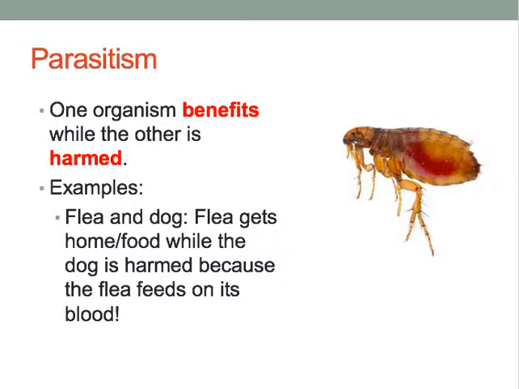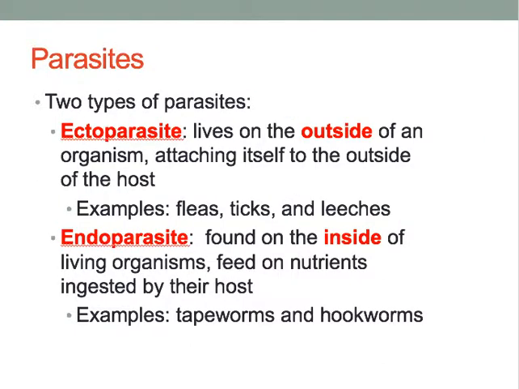And we're going to talk about a couple of different types of parasitism. So there's two examples of parasites. So ectoparasites, ecto meaning outside, endo meaning inside. So ectoparasites are going to live on the outside of an organism. So an example of these are ticks or fleas or leeches. These are all ectoparasites. They live on the outside of the organism. They attach themselves to their host.